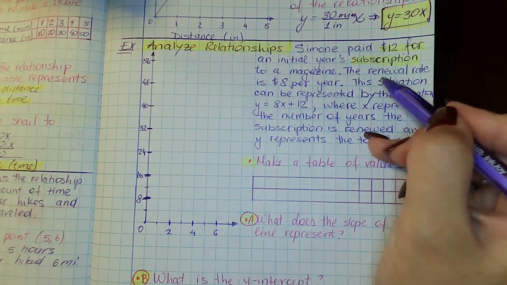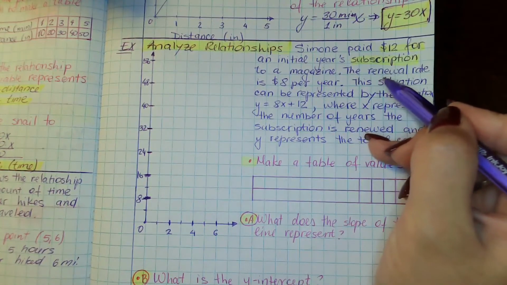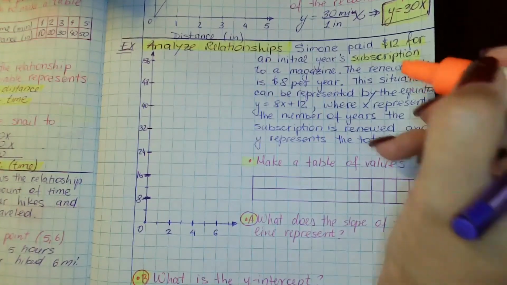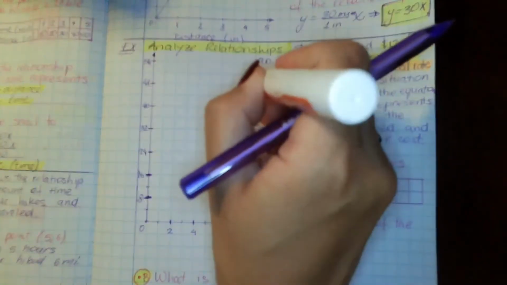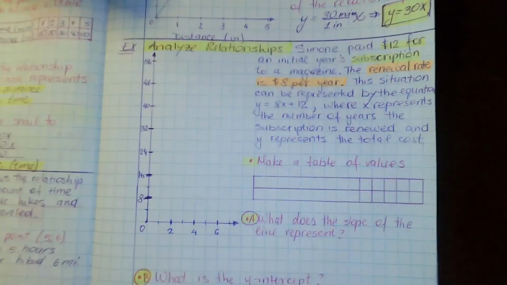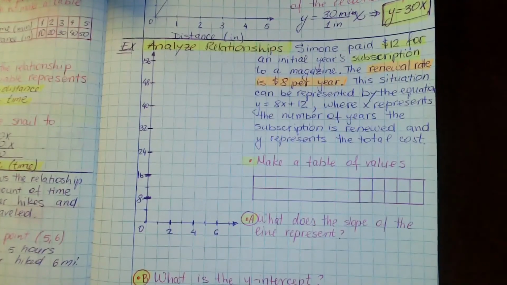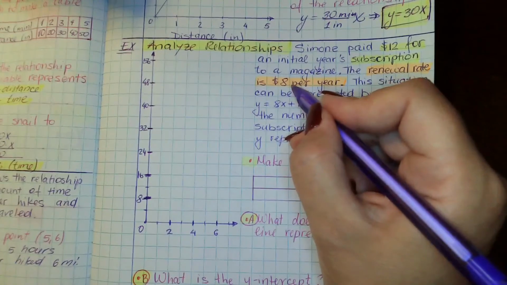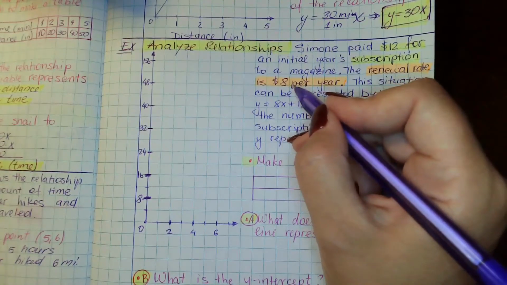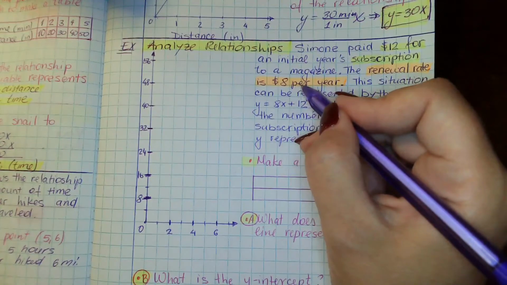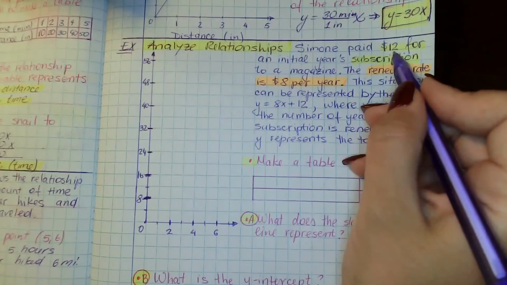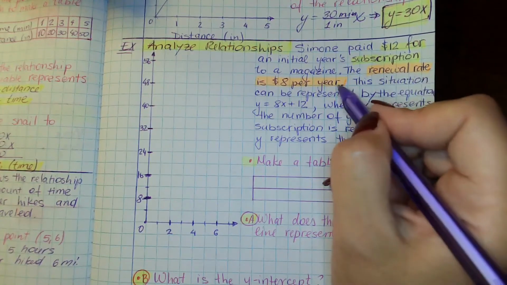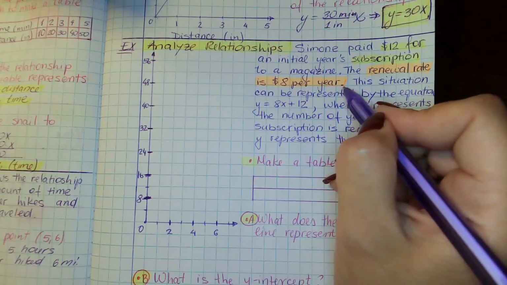Then if I want to renew, I get a lower rate. So the renewal rate is $8 per year. That is your slope. Every year you would pay $8. And if you want to renew again, that will be 8, and again that will be 8, and again that will be 8. So you pay one time $12 for subscription, and then renewal rate $8 per year.